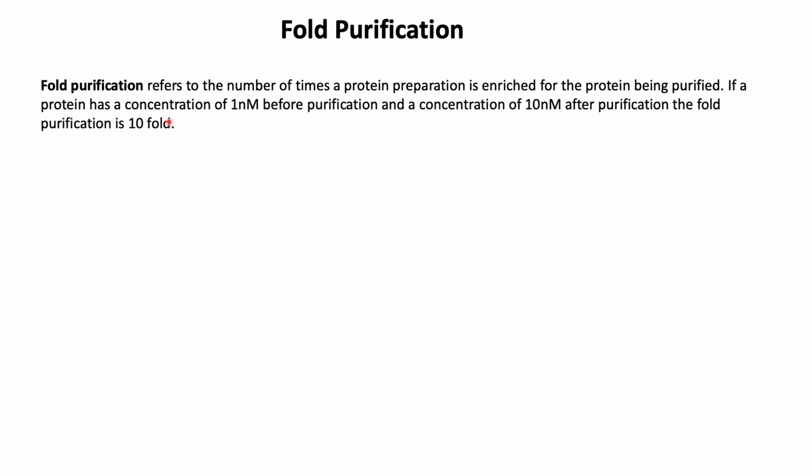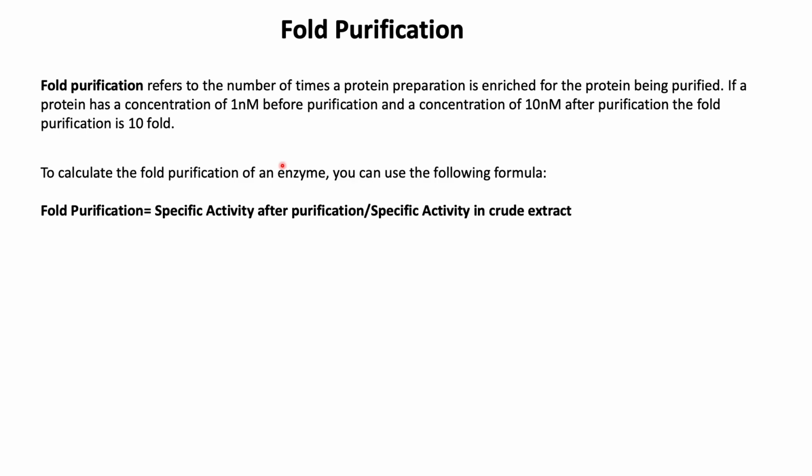Now, fold purification refers to the number of times a protein preparation is enriched for the protein that is being purified. So if a protein has a concentration of 1 nanomole before purification, and the concentration is 10 nanomoles after purification, the fold purification is tenfold. So we have tenfold of the initial protein concentration that we had before purification.